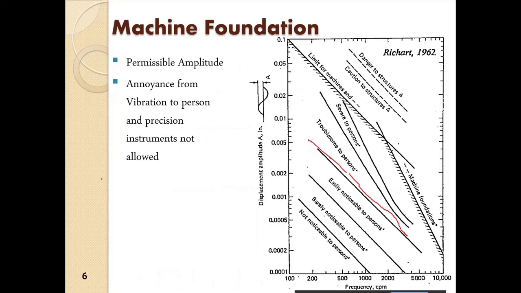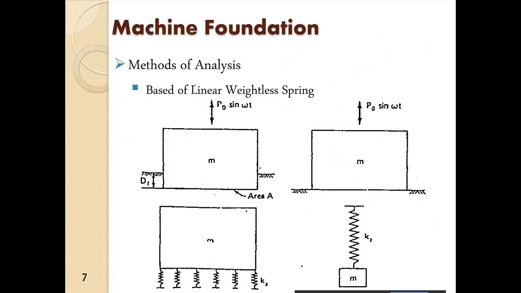We saw that there are two methods of analysis for machine foundations. In one, the soil on which the foundation is laid is approximated as a series of springs, or as a spring. We assume it consists of linear weightless springs, and the behavior is analyzed based on that assumption. So the soil is assumed to be composed of springs.